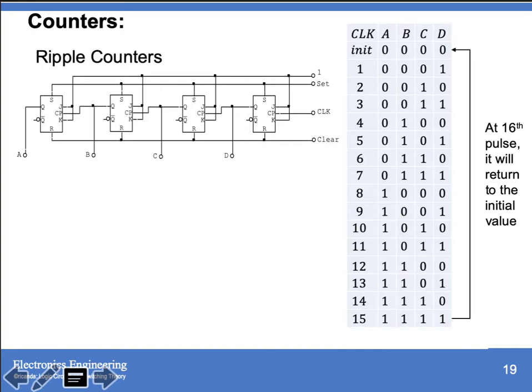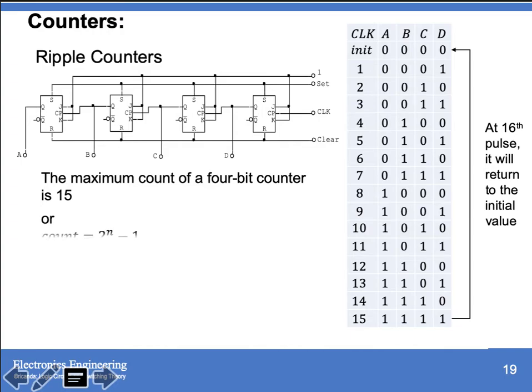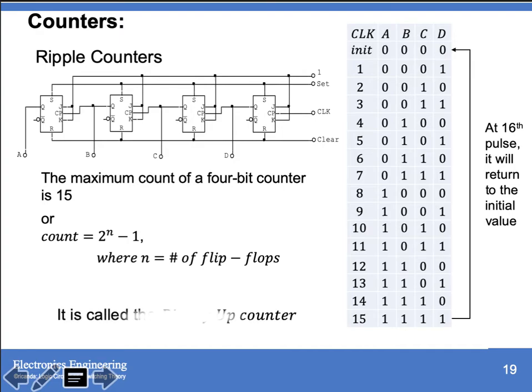So the maximum count of the 4-bit counter is 15. And your count can be written as 2 to the n minus 1, where n is the number of flip-flops. And it is called a binary up counter.